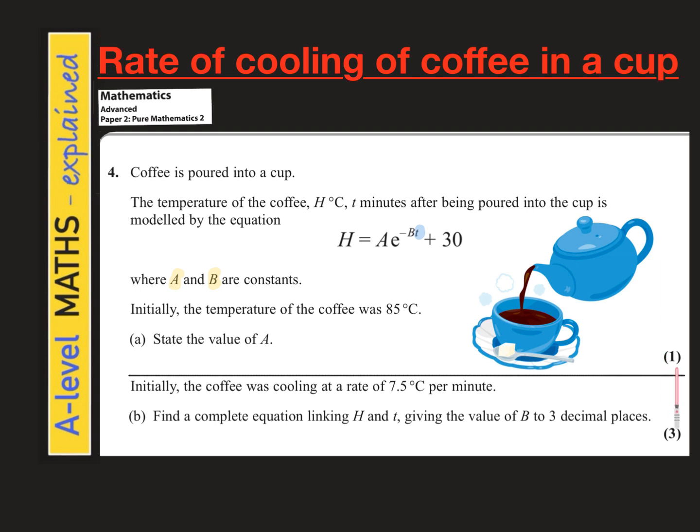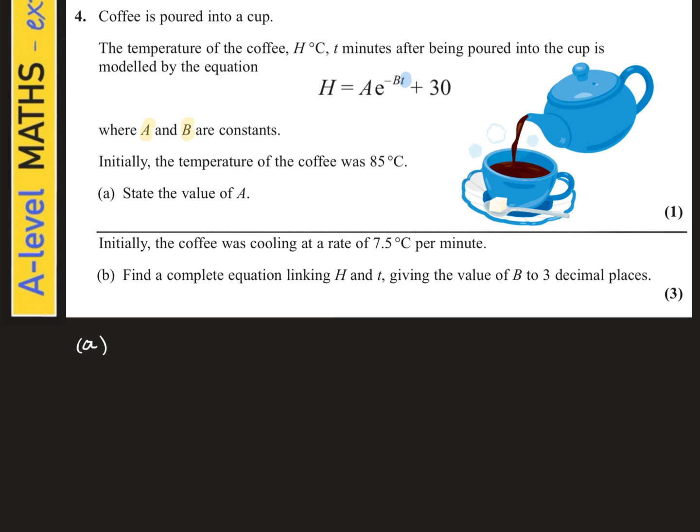The 1 mark, which is shown over here, also tells us that all the information you need is above this line here. And so at time equals 0 initially, our temperature of the coffee is equal to 85 Celsius. And so we just insert these in our equation above and say that 85 is A e to the minus B times 0 plus 30.